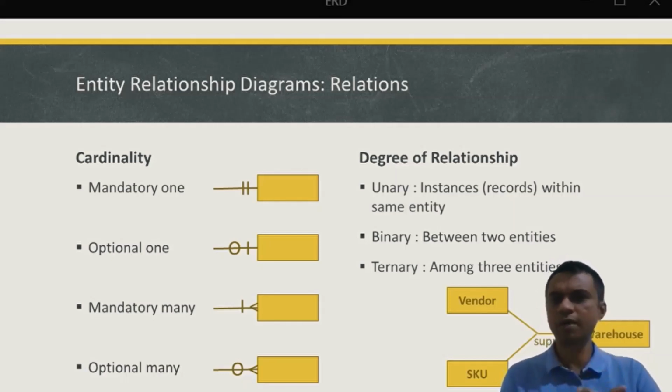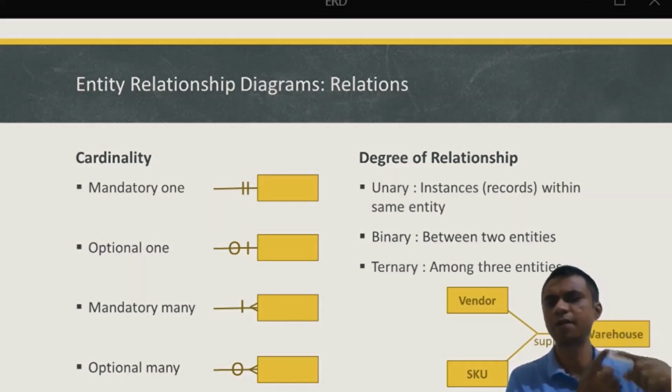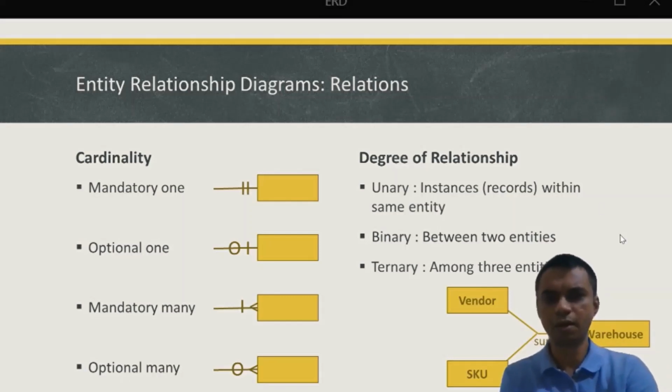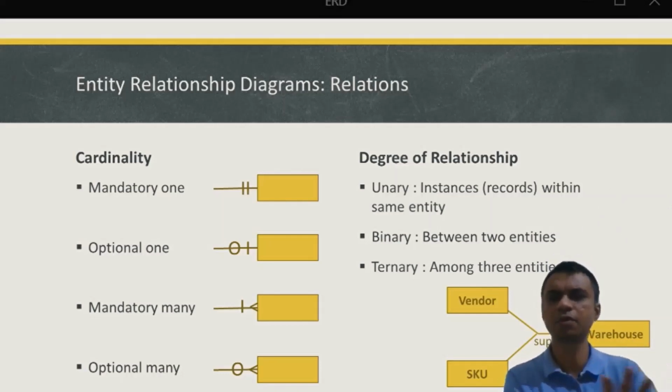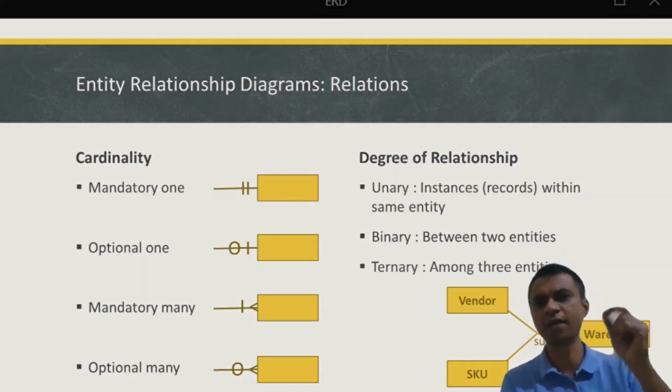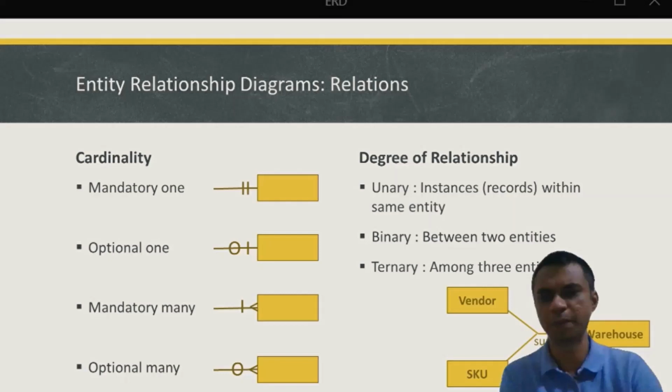Through this, I wanted to explain that you could have different degrees of relationships. That means unary, which is within the same entity, binary between two entities, and ternary among three entities. You could have higher degree relationships as well, but we are not worrying about that as much. As long as you master binary relationships, you should be good for most practical situations. Very rarely do you encounter the other aspects.